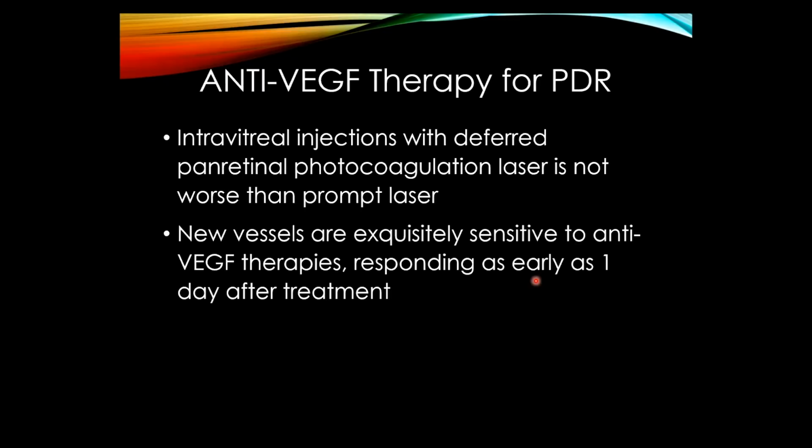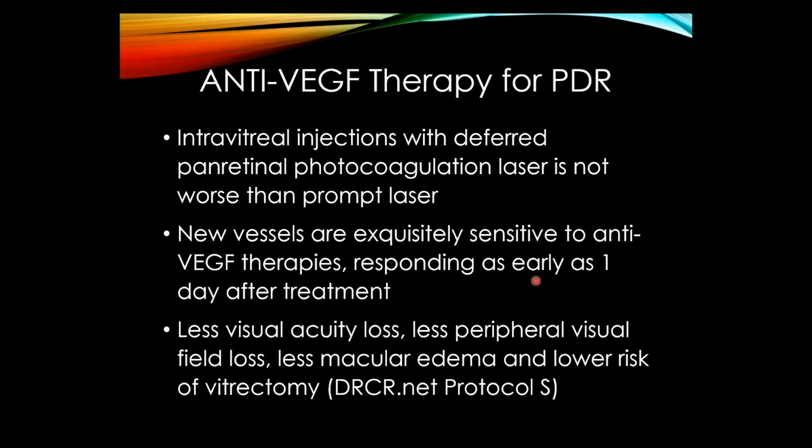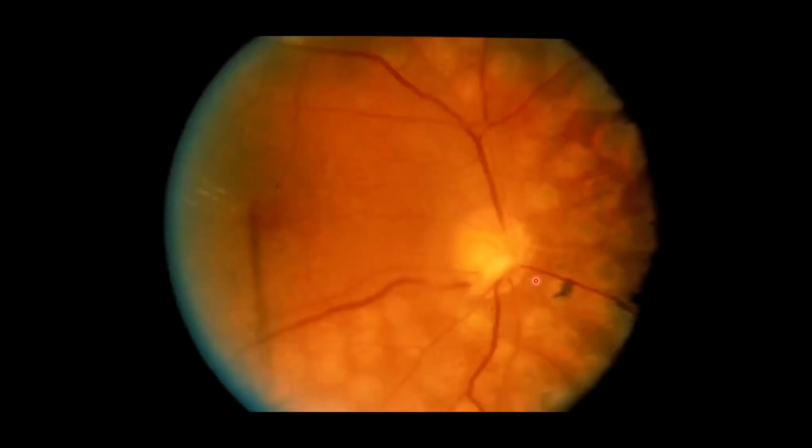So they cause a very sensitive regression of the new blood vessels in response to these therapies, responding as early as 1 day after the treatment. And they are associated with less loss of peripheral vision, less loss of visual acuity, and less swelling with lower risk of surgery than doing the laser first. So people have used anti-vascular endothelial growth factor antibodies to treat diabetic retinopathy as a first line. That's the main way we're treating it now. And this is an example of these new blood vessels shrinking down and becoming fibrotic.